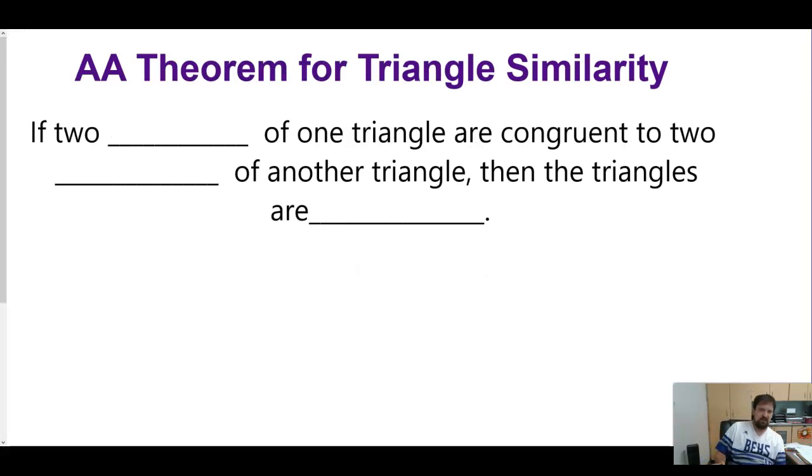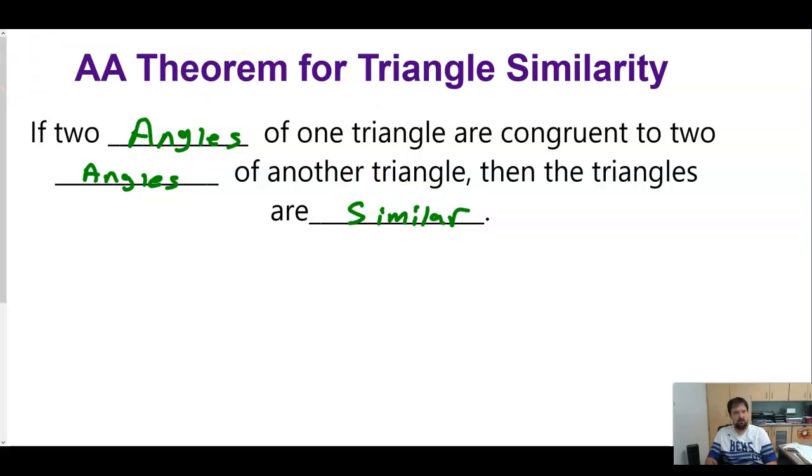Okay, so real quick again, we went over these yesterday, but the AA theorem was if two angles of one triangle are congruent to two angles of another triangle, then they are similar. So you have these written down in your notes already. So we're going to use this theorem today.